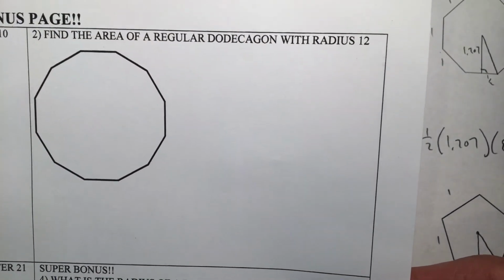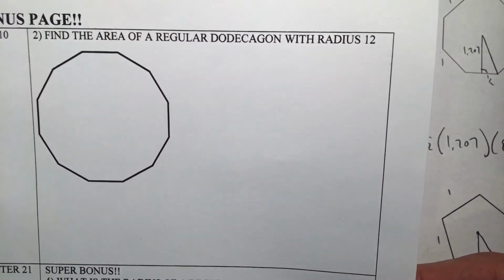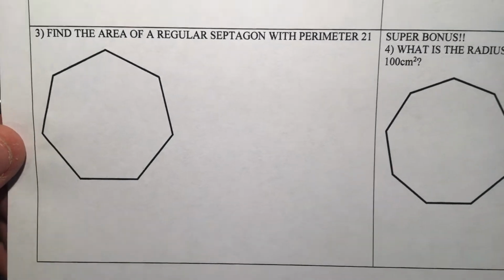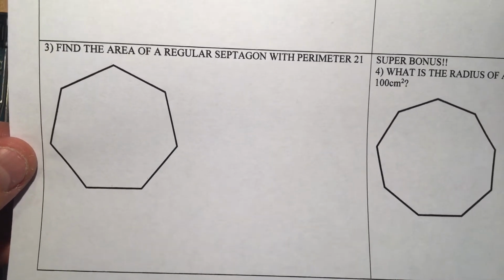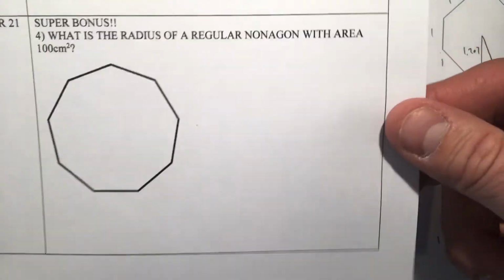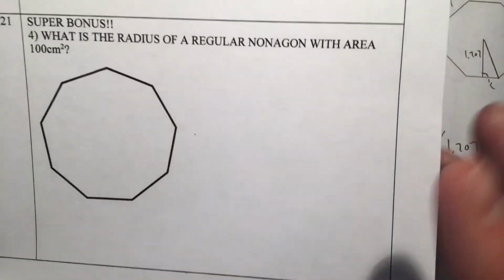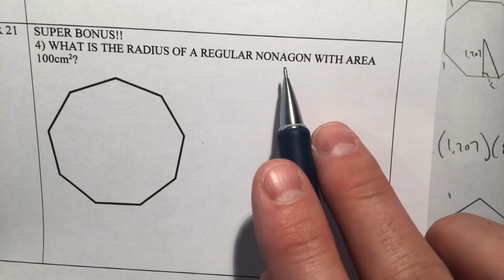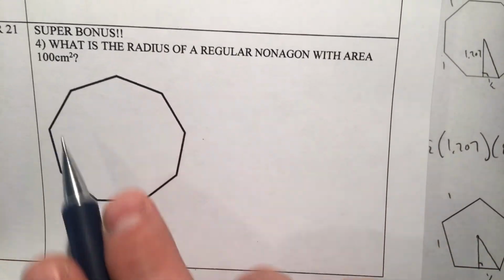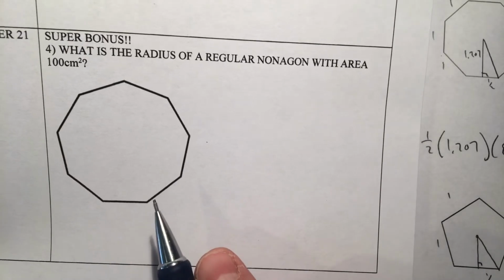Can you find the area of a regular decagon with apothem 10? Whoa. Can you find the area of a regular dodecagon, 12-gon, with radius 12? Sweet. Can you find the area of a regular septagon, 7-gon, with perimeter 21? And super bonus for another bonus point or more. What is the radius of a regular nonagon, 9 sides, with area 100? What? So I gave you the area, and you got to go backwards. I bet you can do it. I believe in you. Of course you can do it.